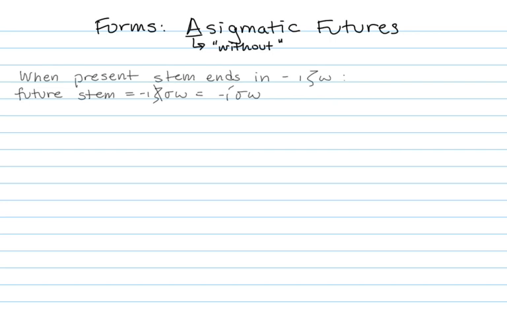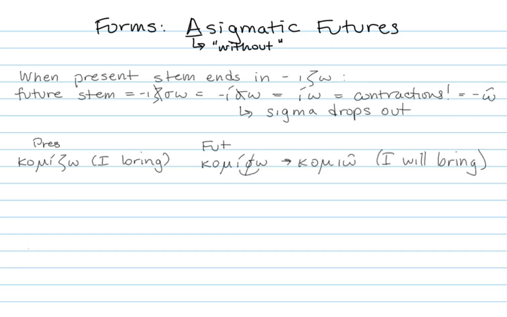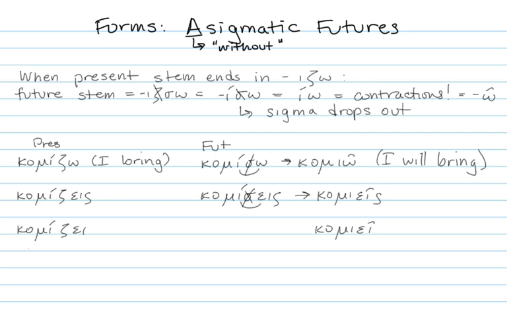But then when you have the sigma between an iota and an omega specifically, the sigma drops out and we're left with io. Then we have two vowels next to each other and they contract. So we get io. So this applies, for example, to the word komizo, which is I bring. You would expect a future komiso, but again, that sigma drops out and a contraction happens, so the future is komio, I will bring. In the second singular, komizeis becomes komieis, you will bring. Komizei, future komiei, he, she, it will bring, etc., etc.